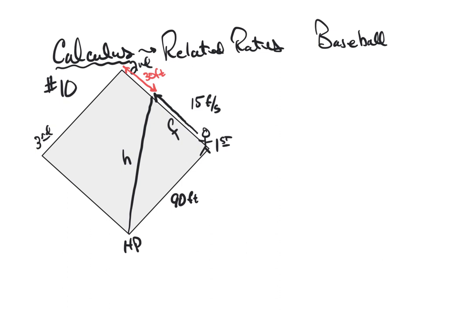And so what we have to do is come up with an equation that relates what's going on. Now we have two choices. We can, number one, use the triangle formed by the distance from home to the player, back to first, and then the first base line.